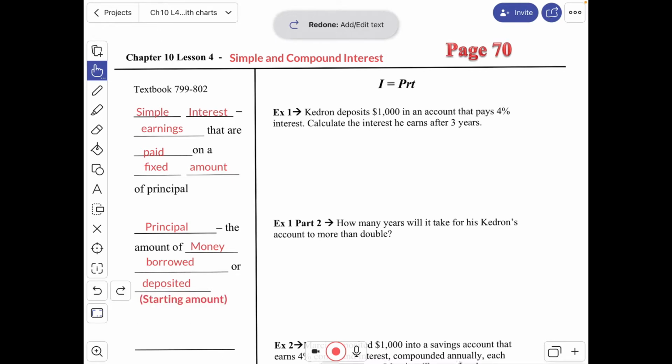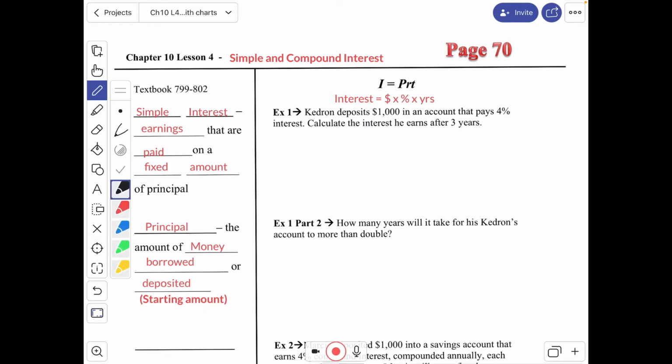It's our starting amount. And our formula for interest is I equals PRT. The I stands for interest. So it's the interest equals the money times the percent times the years. Let's do example 1. Kedron deposits $1,000 in an account that pays 4% interest. Calculate the interest he earns after 3 years.